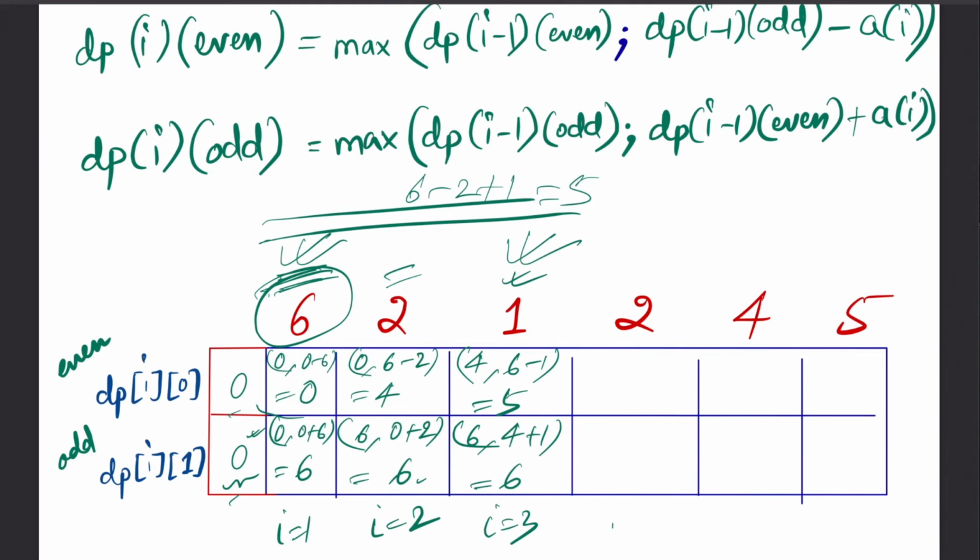So let's move ahead. I have I equals 4. The previous best was 5, and what we could do is take the odd length and subtract 2 from it, which is our current value. So what is the best till now? 5 again. Still, let's see for the odd length. For odd length, I can take either the previous best that I had, or I can simply take the even length and I can add 2 to it.